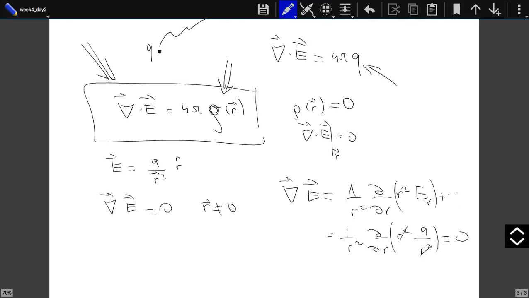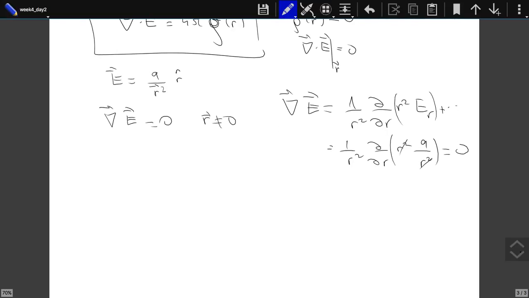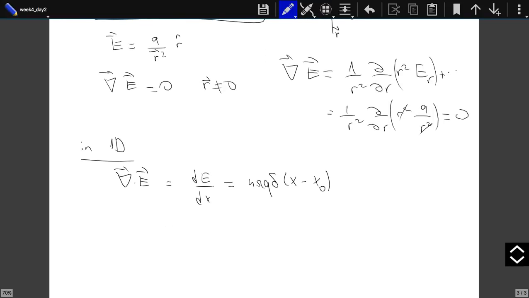In fact, it's funny what this amounts to in one dimension. In one dimension, divergence of the electric field is nothing but the ordinary derivative. Nothing else. And saying that this is equal to 4 pi, we have a single charge q at the position x, let's say x0. Do you know the solution of this equation?